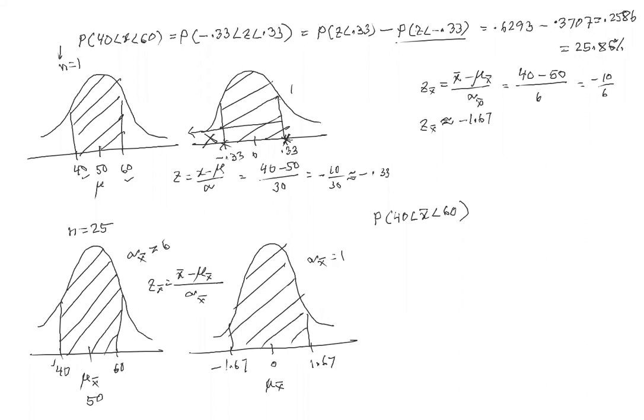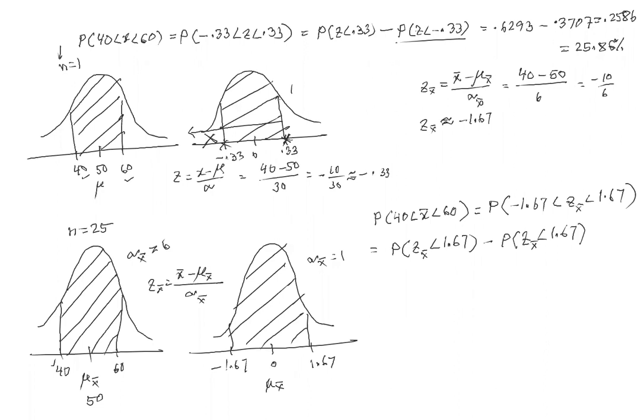So the probability of z sub x bar between 40 and 60 is the same as the probability of z sub x bar between negative 1.67 and positive 1.67. That, by the way, is the same as the probability of z sub x bar less than 1.67 minus the probability of z sub x bar less than negative 1.67.